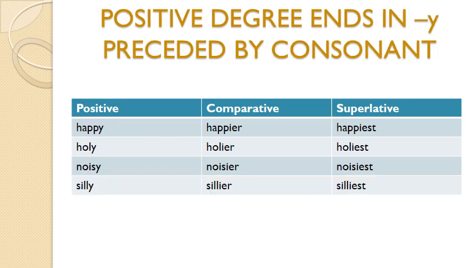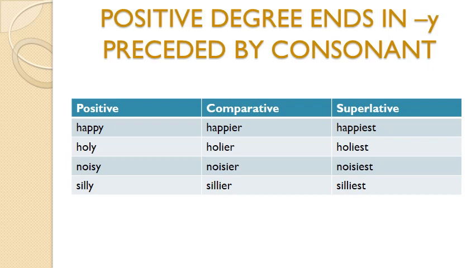Now, for a positive degree that ends with y, there is an example given here: happy, where the last alphabet is y. So what we will do is remove y and put i in place of y, and add er for comparative and est for superlative degree, as we have done previously. So in the case of happy, we have replaced y with i, and er is added to make it happier, and est is added to make it happiest.